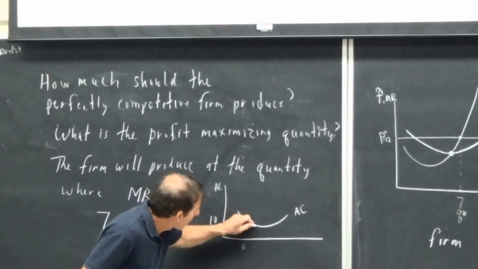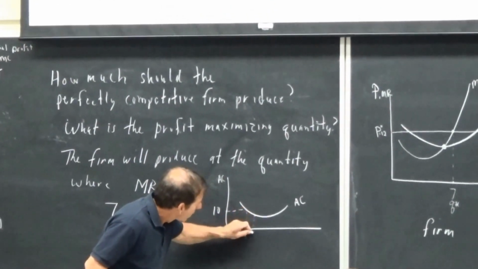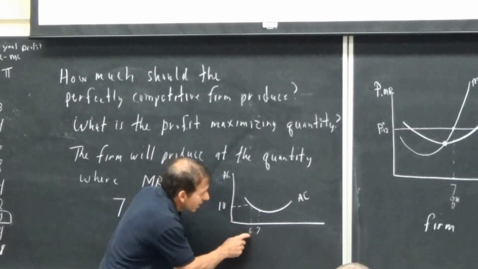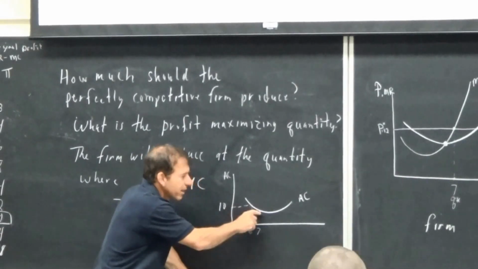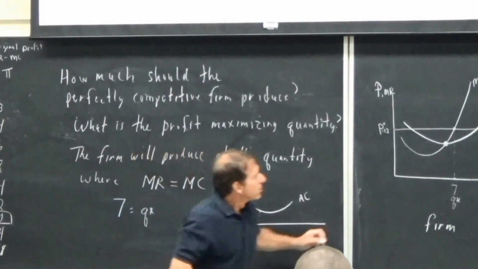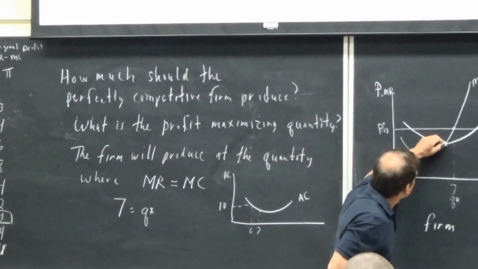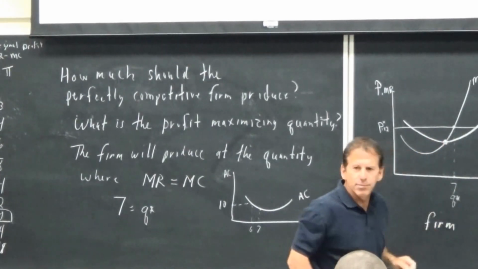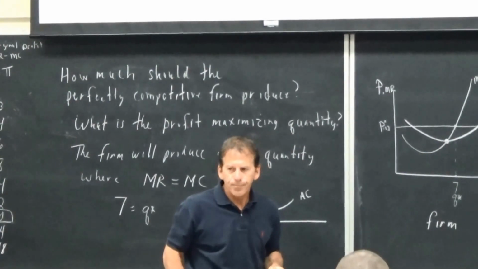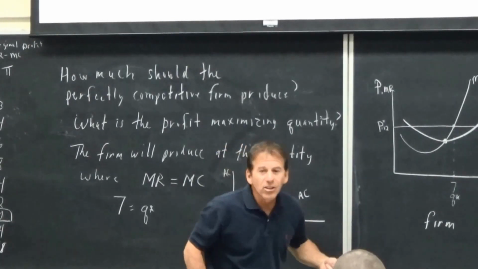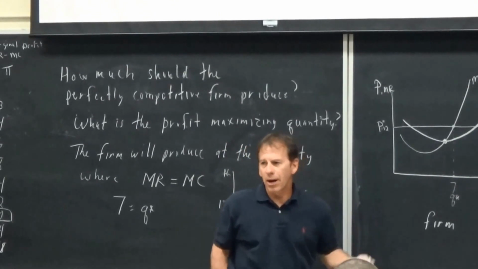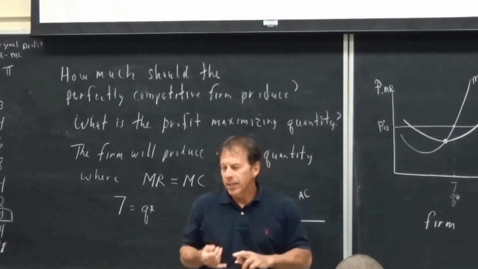But if I produce 7, it's going to be here, and so on. All the average cost curve is telling you is how much it costs at every level of quantity. In this case, it looks like I'm minimizing my average cost right about here. That's the minimum point of the average cost curve. So the value of the average cost curve is to help us define the profit.